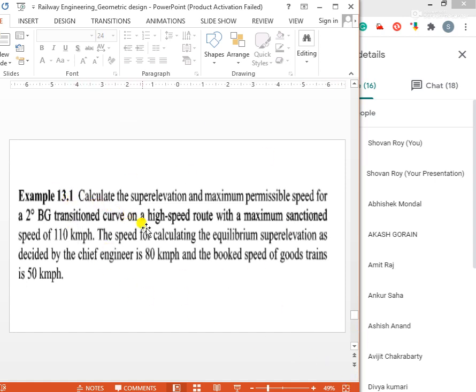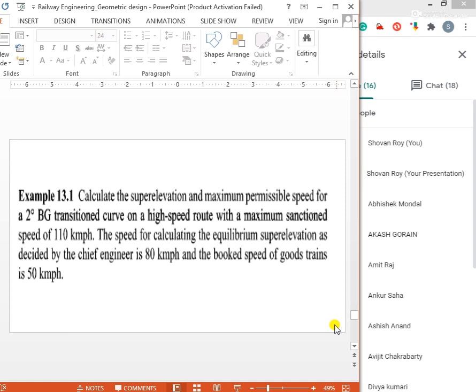So again, I am repeating the question. Calculate the super elevation, and send me with the question. Calculate the super elevation and maximum permissible speed for a 2-degree broad gauge transitioned curve. So for a curve of 2 degree, you have to calculate the super elevation and maximum permissible speed.